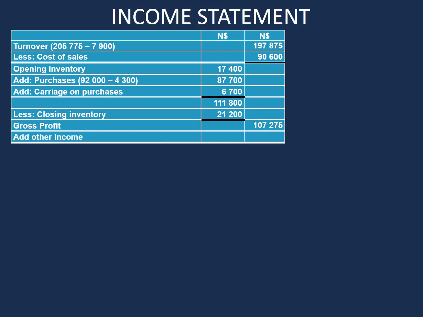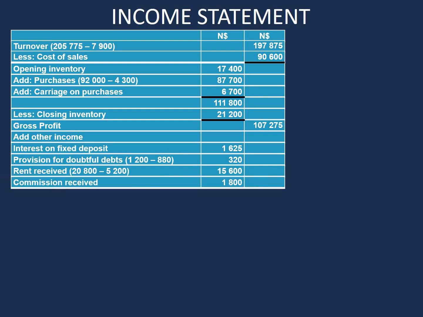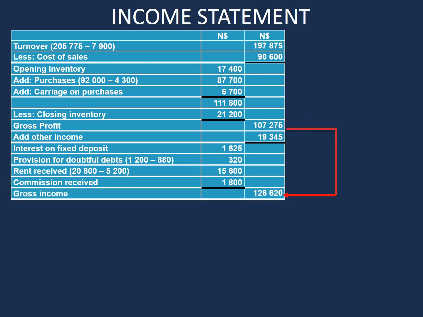After our gross profit, we need to add our other income. Our other income comprises our interest on fixed deposit, our provision for doubtful debts, our rent received, and our commission received. Once we add up all our other income, we put it under the appropriate heading, other income. Now we add our other income to our gross profit, and once we do that, we get our gross income.